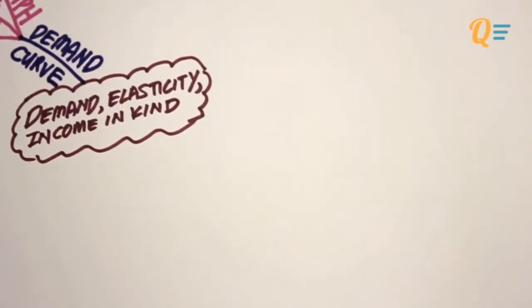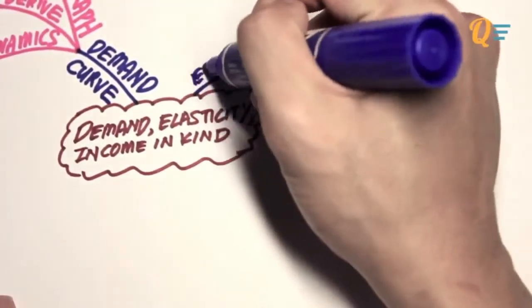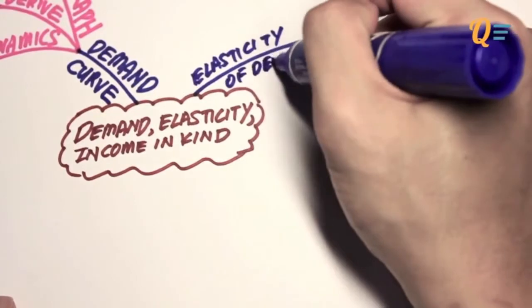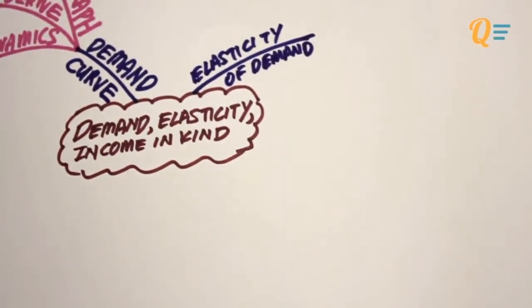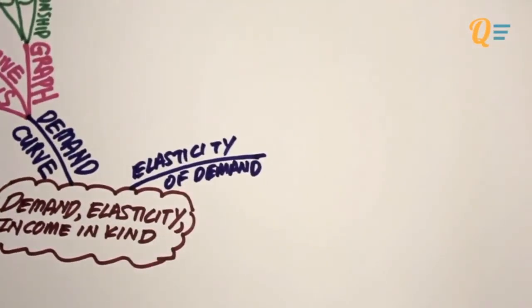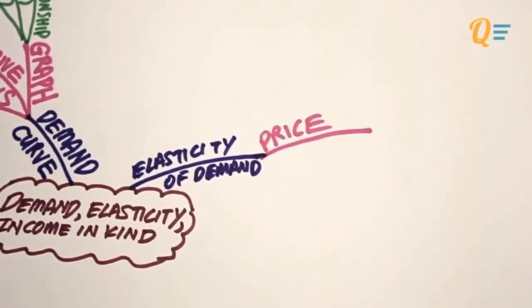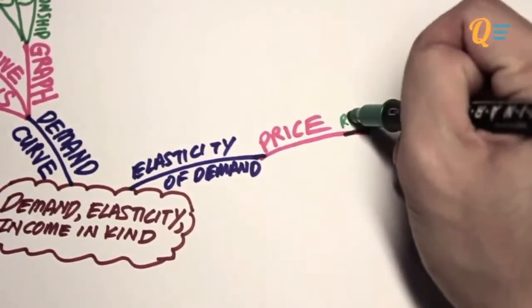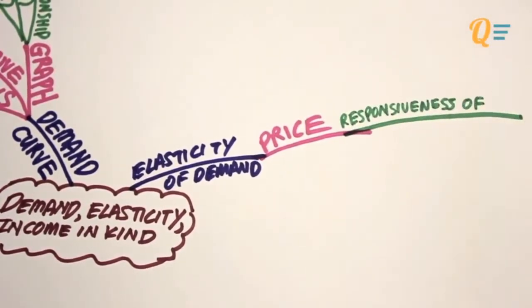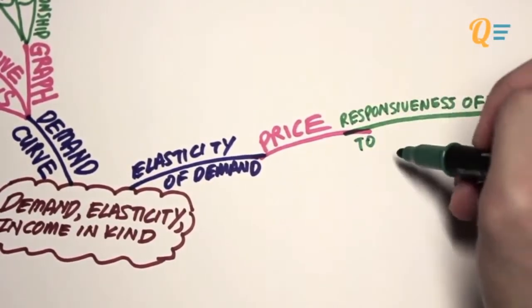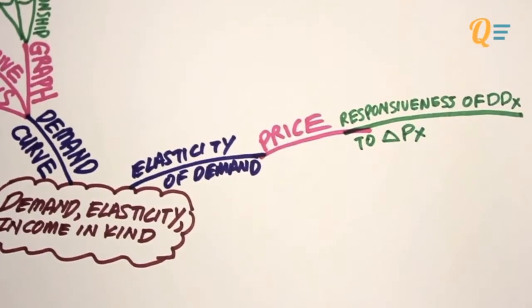So the next thing we're going to learn for today is the concept of elasticity of demand. And unfortunately, there's more than one type of elasticity, and we'll be learning up to 3 of them today. The first and most common type of elasticity is the price elasticity of demand. And this refers to the responsiveness of demand for good X to a change in the price of good X.